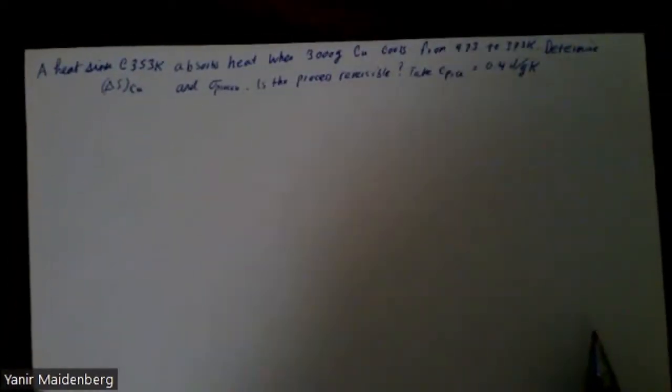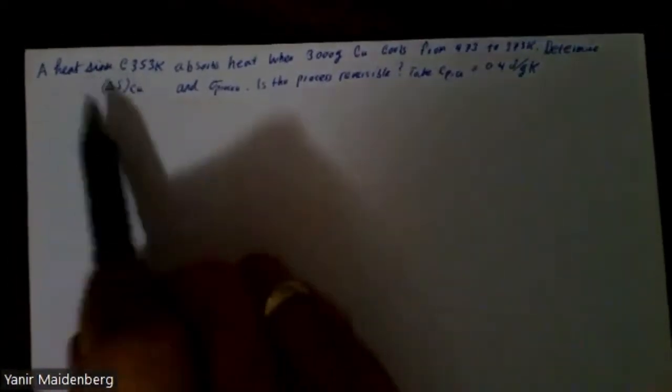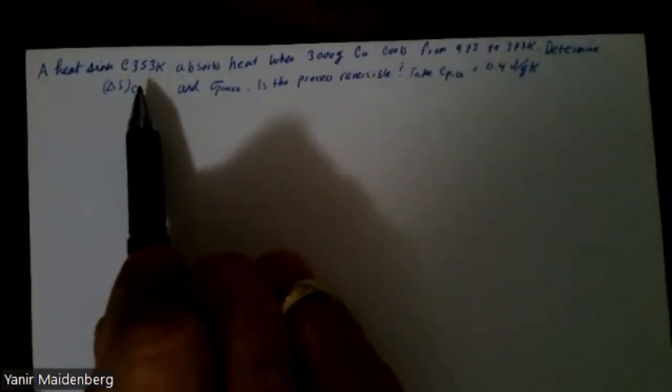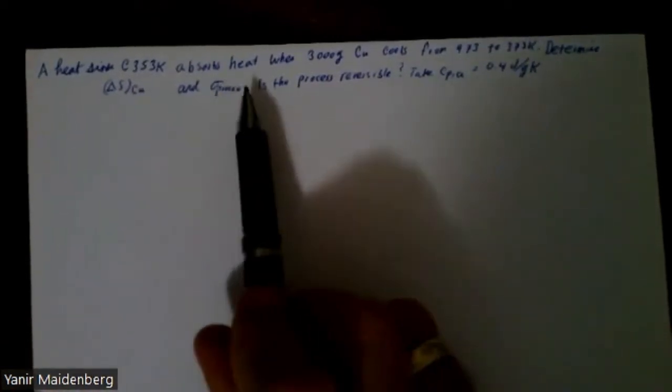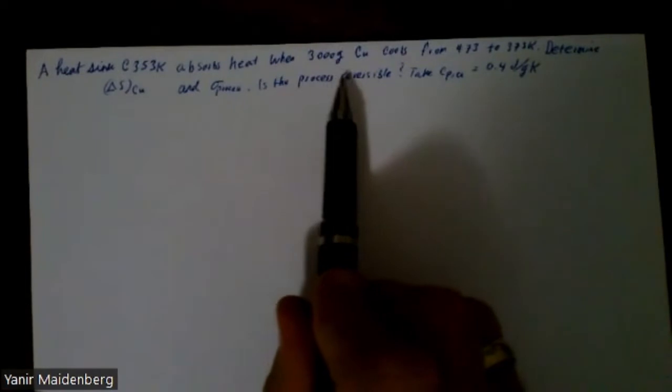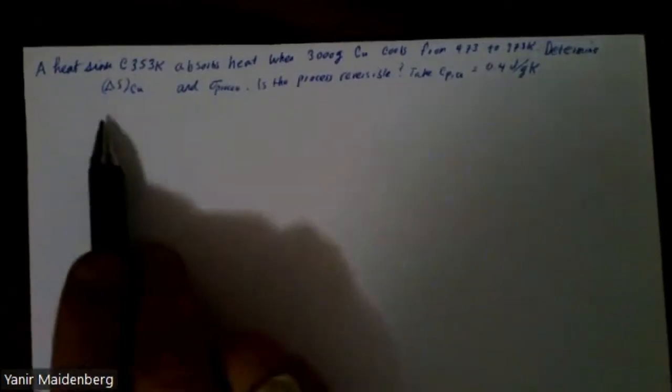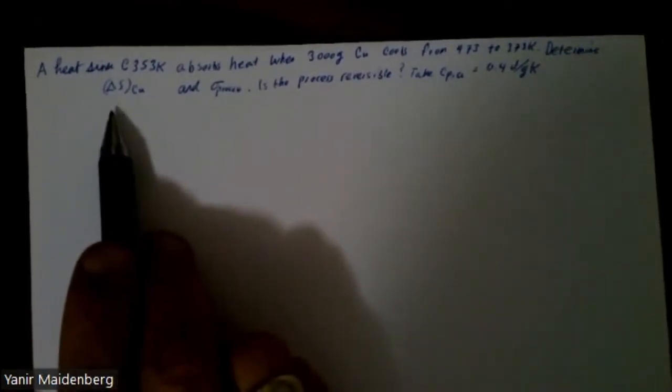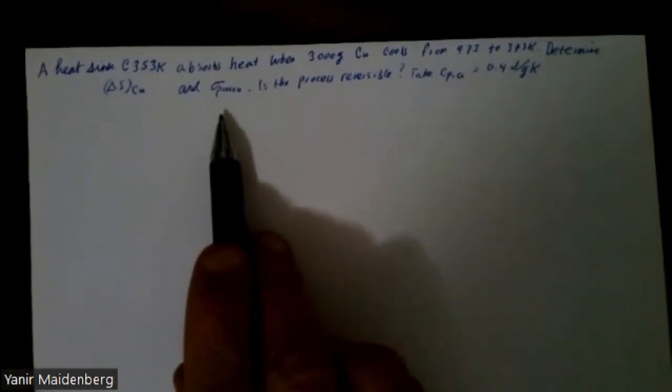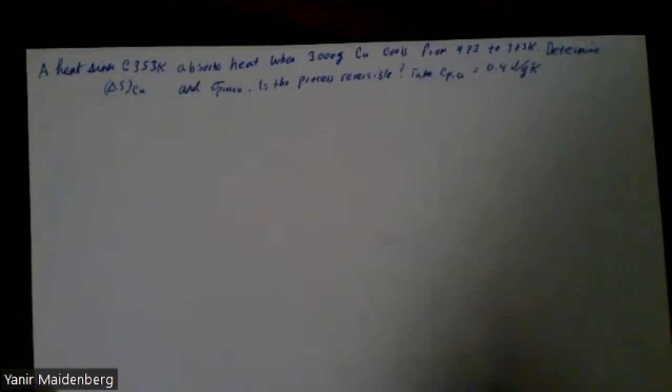Okay, so I have a heat sink at 353K, and it's absorbing heat from copper as copper cools down from 200 degrees Celsius to 100 degrees Celsius. We want to determine the change in entropy for the copper, as well as the entropy generation for the whole process. And we want to know whether the process is reversible or not.